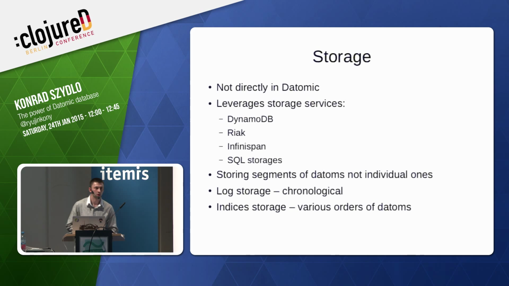Okay. Perhaps surprisingly, Datomic doesn't store facts directly, but uses existing storages like DynamoDB, Riak, Infinispan, or SQL storages. Datomic stores datums in segments, so they are not stored individually. And Datomic stores them in a few different ways. So we've got a chronological log, and also datums are stored in various indices, and we will see shortly why storing them in various orders is beneficial.